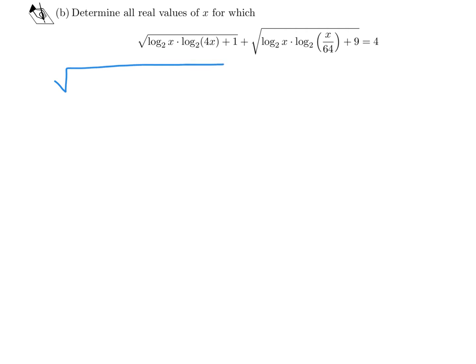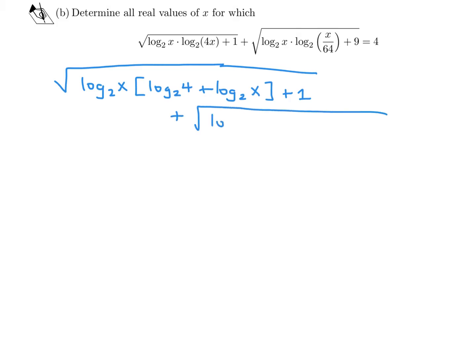So this log x to the base 2, I'll leave alone for now. By using log rules, I can break that up into log 4 to the base 2 plus log x to the base 2, like that. And then, of course, don't forget that 1. And then plus, again, something similar, log x to the base 2, but then using log rules, I can break that x over 64 into log x to the base 2 minus log 64 to the base 2, I believe. And don't forget about that 9, and then all equals 4.